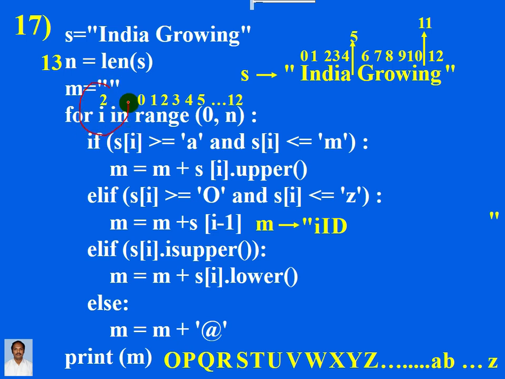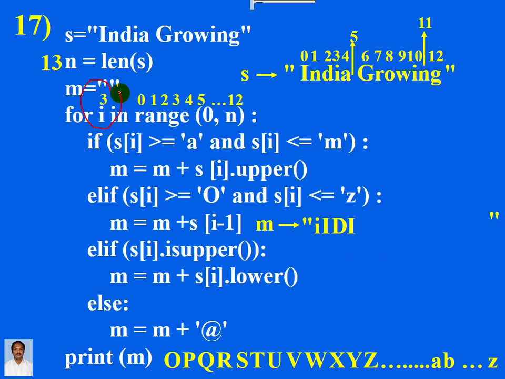I takes the next integer in the range, 3. What is S of 3? Small i. Small i, is it between A and M? Yes, it is correct. So this will be executed. Now M concatenated with small i dot upper. So here you get capital I, that is assigned to M. So here one capital I comes.